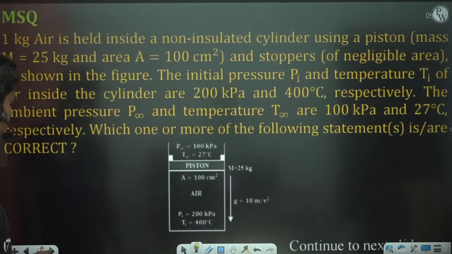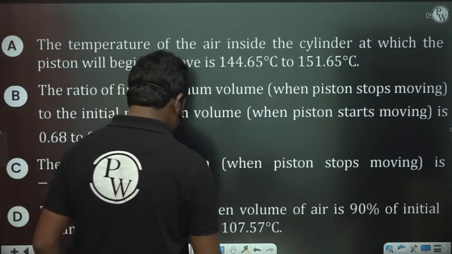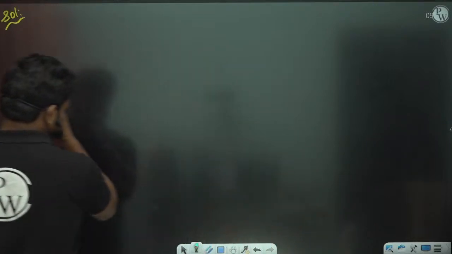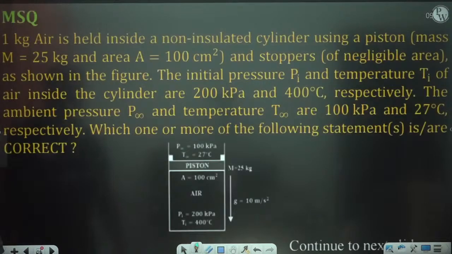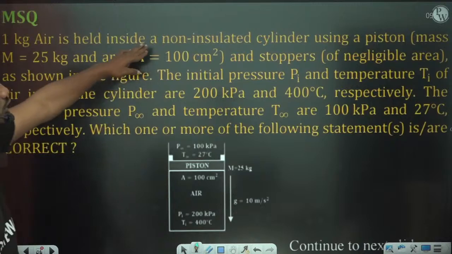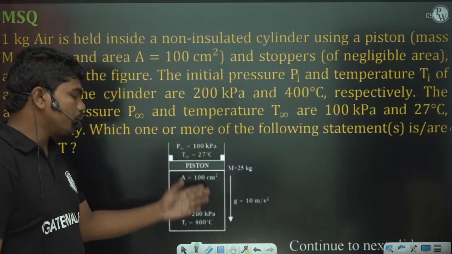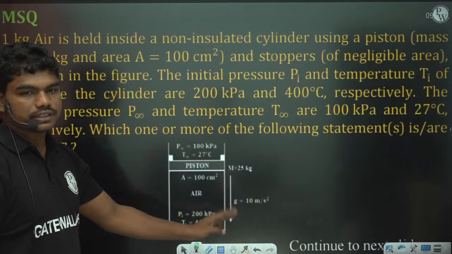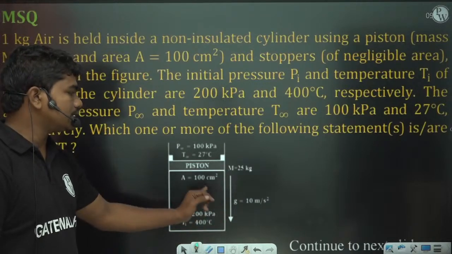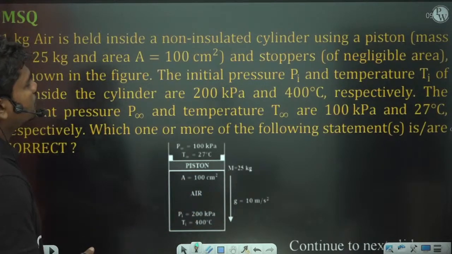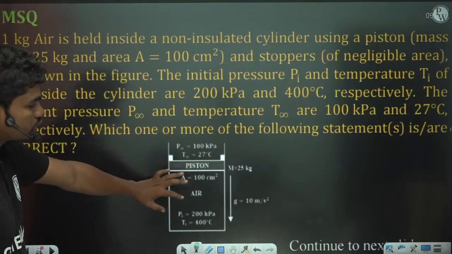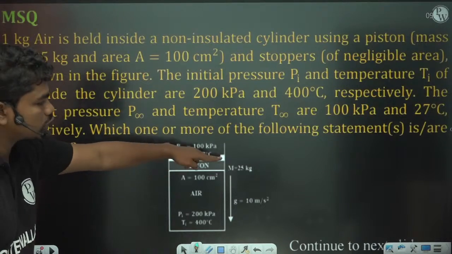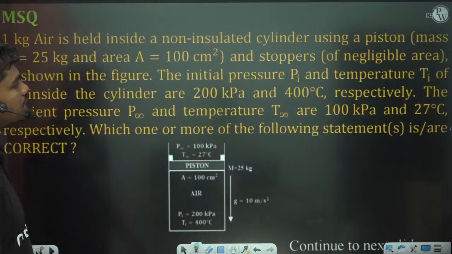Solution. See here, mass is equal to 1 kg of air held inside a non-insulated cylinder. If it is non-insulated, depending upon the movement of the piston, some heat can get exchanged with the surroundings. The piston also has stoppers as shown in the figure. This is the initial configuration, at which the piston is at the stops, and the pressure and temperature are here.